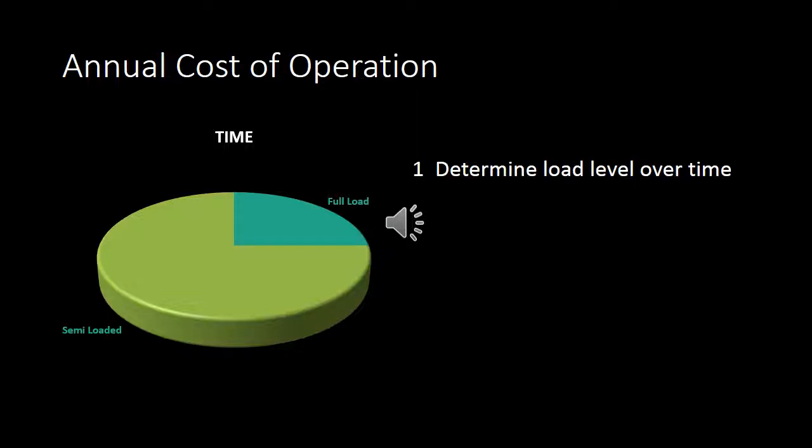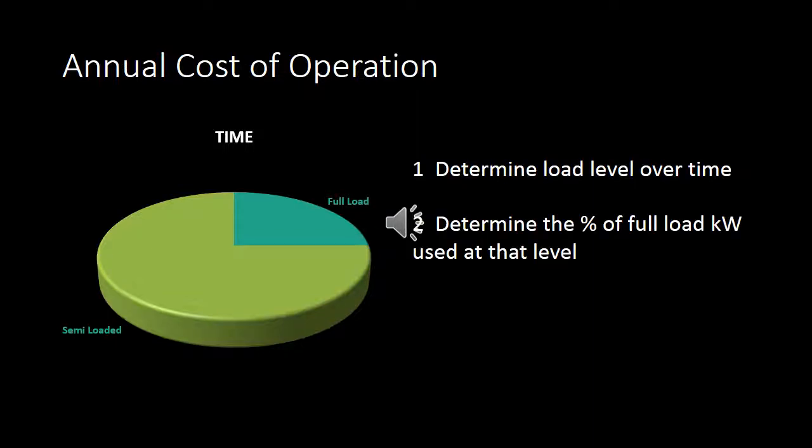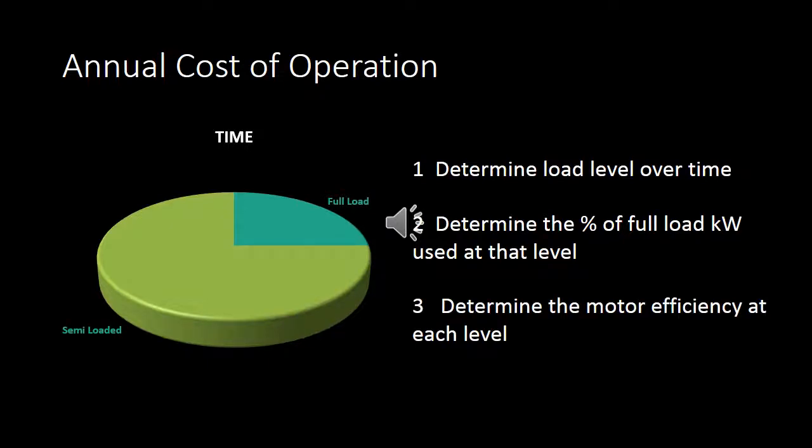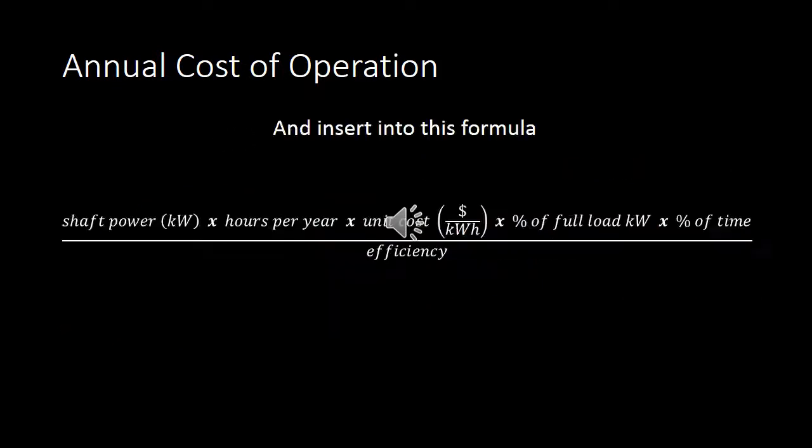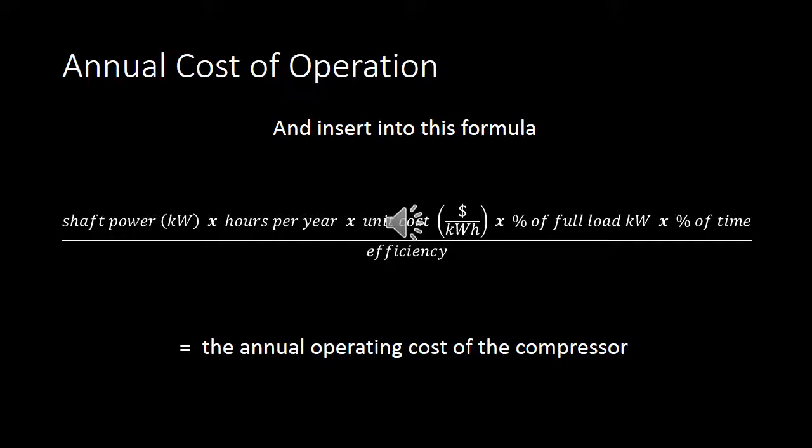For each operating level, you will need to determine the percent of full load kilowatts used at that level. See published datasheets or use the manufacturer's part load specifications. Finally, you will need the motor efficiency at this operating level. The data collected is inserted into this formula, and the result is the annual operating cost of the compressor.